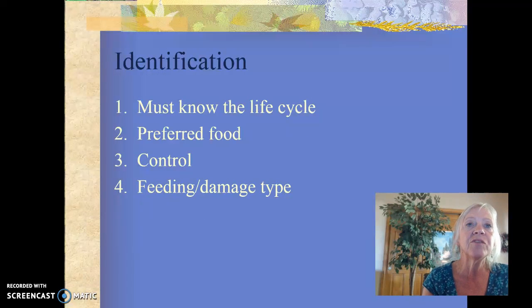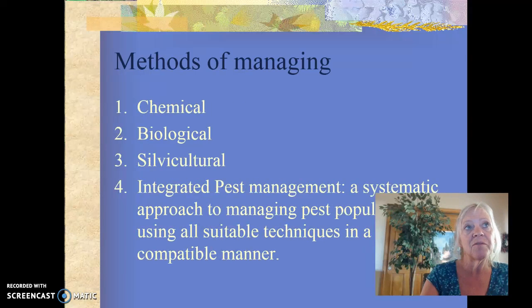Identification of insects. You must know the life cycle so you can understand how to control it or manage your forest around it. You need to know what they're eating, their preferred food. You need to know what the control choices are and what their feeding and damage type is. And that's based on their mouth parts. And that's pretty fascinating to study as well.